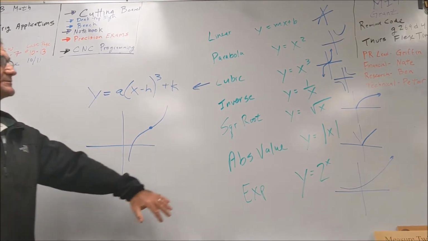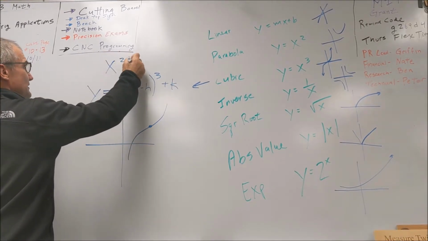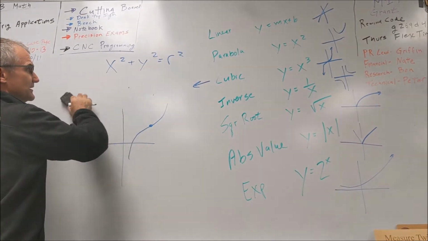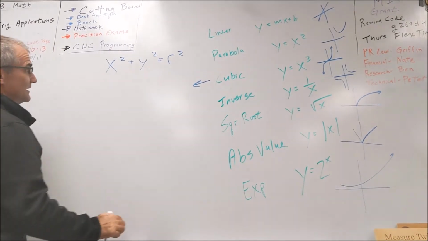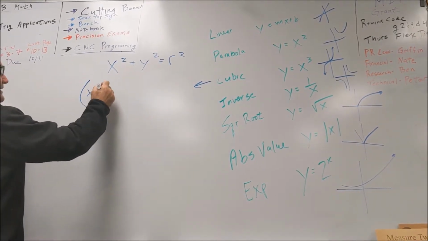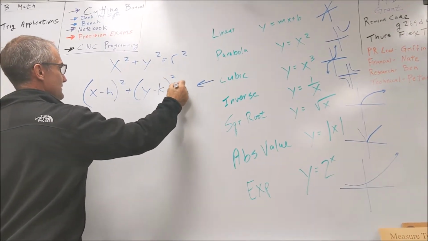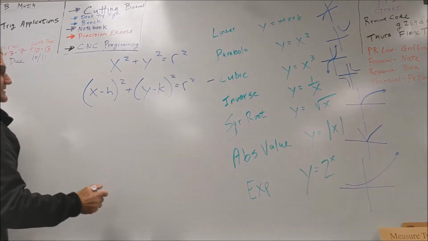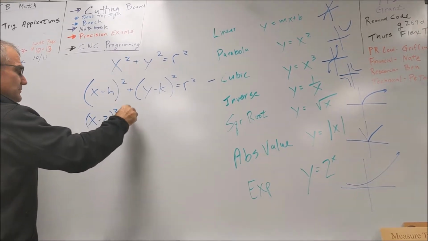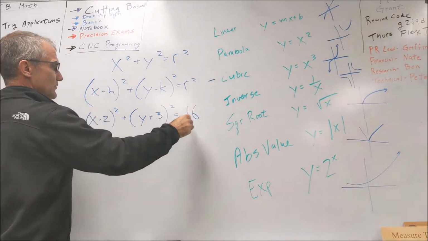And circles are pretty similar to all of these functions. The parent graph of a circle is x squared plus y squared equals radius squared. And I could do the same thing with that circle, transpose it by moving it around by going (x minus h) quantity squared plus (y minus k) quantity squared equals r squared. So as an example of that circle, if I had (x minus 2) quantity squared plus (y plus 3) squared equals 4 squared.